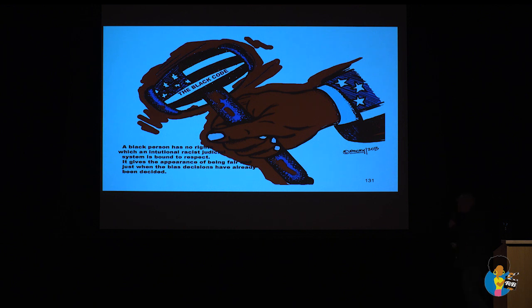The Black Code, this is based on the Black Code. Emmett Till was killed because of the Black Code. You could say the Slave Code, or what do you want to call it? But I call it the Black Code, and that's a black person has no rights which an institutional racist judicial system is bound to respect. It gives the appearance of being fair and just when the biased decisions have already been decided. All we got to look at is the not guilty verdicts of all these policemen who've been murdering black and brown people just recently. Next, please.